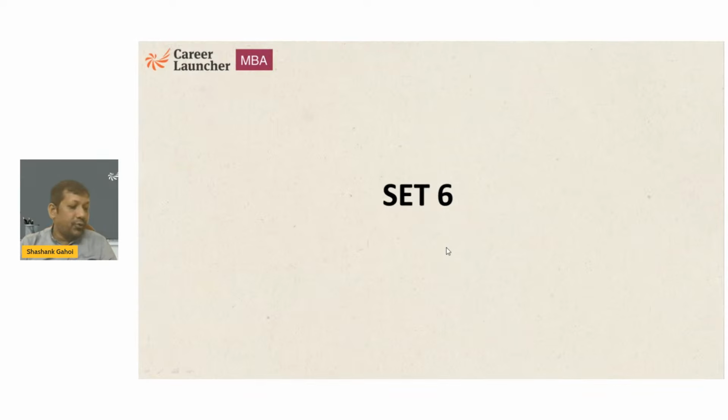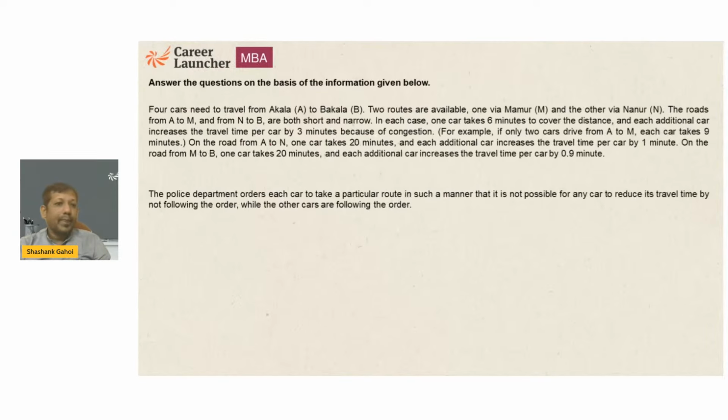Now let's move to the next set, that is set number 6. Okay, what does it say? There are 4 cars that need to travel from A to B. 2 routes are available, via M and N. The roads from A to M and N to B are short and narrow. In each case, one car takes 6 minutes to cover the distance, and each additional car increases the travel time by 3 minutes because of congestion.